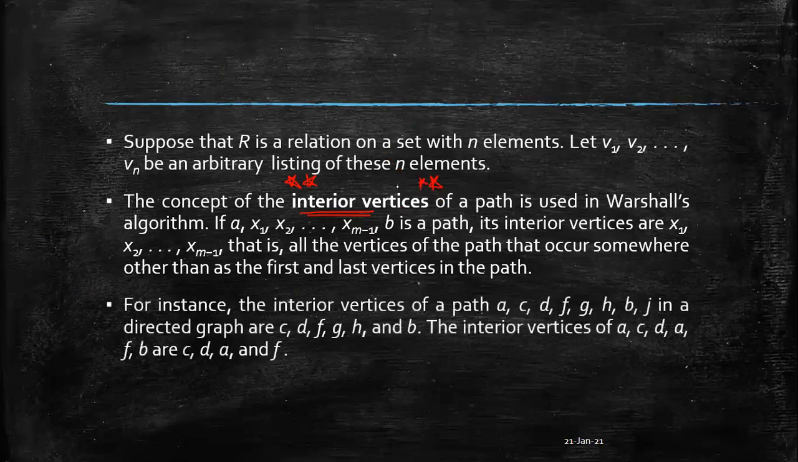Now, for instance, as another example, if we have a path in a directed graph from A which goes to C, D, F, G, H, B and then finally J, then excluding A and J, all the other vertices will be the interior vertices. C, D, F, G, H and B are the interior vertices. Similarly, in the path A, C, D, A, F, B, exclude the first vertex and the last vertex, and the rest are the interior vertices. These are just simple examples to understand the concept.